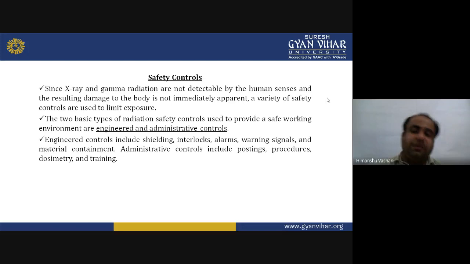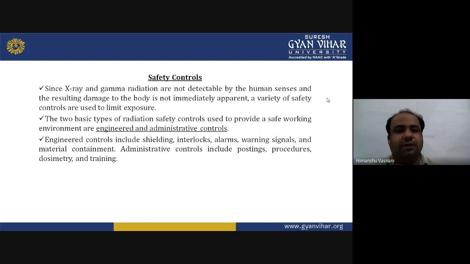So now, safety controls. Safety controls are also important in radiography. Since X-ray and gamma radiations are not detected by human senses, and the resulting damage to the body is not immediately apparent, a variety of safety controls are used to limit exposure. The two basic types of radiation safety control used to provide a safe working environment are engineered and administrative controls.